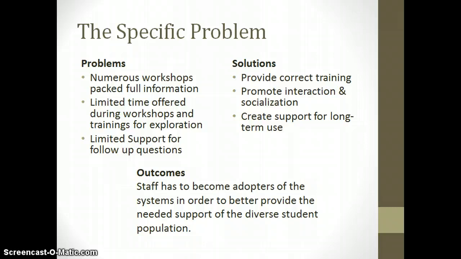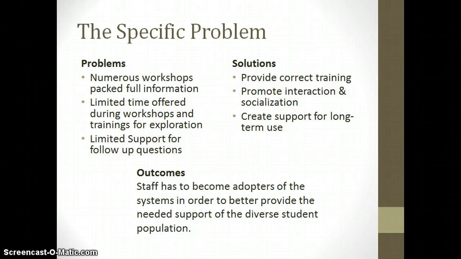Specifically, the problems we face are, there are numerous workshops available that offer loads of information, but there is really not enough time offered during workshops to be able to process all that information. Even after training is over, teachers are sort of left in the dark if they need to turn to someone about any follow-up questions. So what needs to be done is the solutions. Provide only the necessary training, promote interaction and socialization amongst teachers, and create long-term solutions for ongoing support.